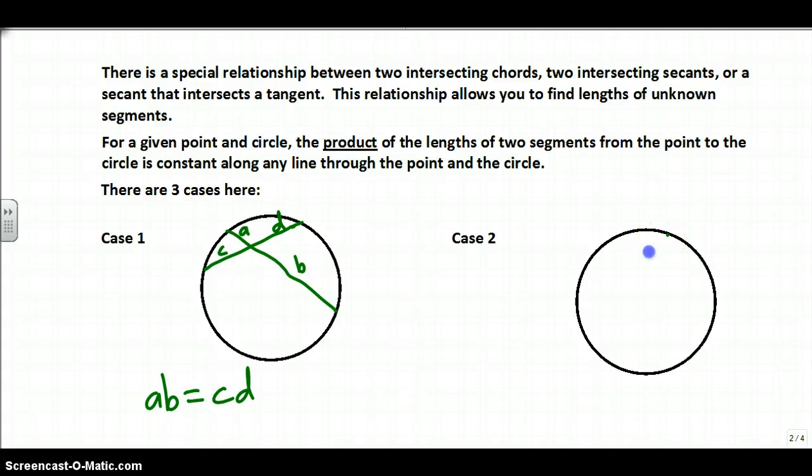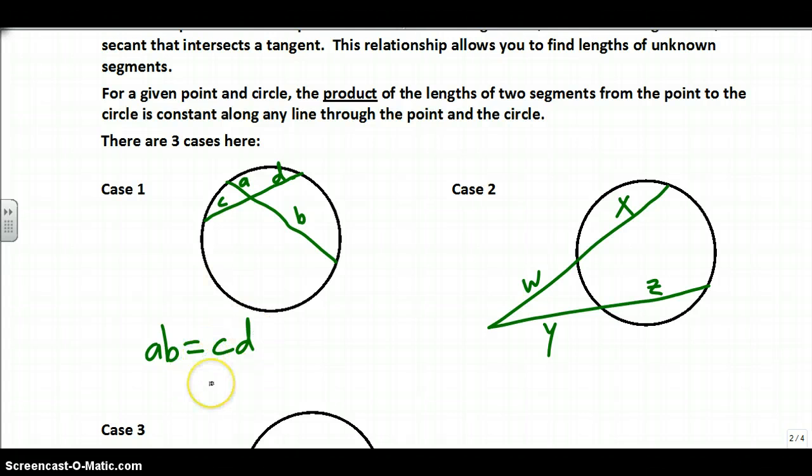Case 2 involves two secants. So I'll label these pieces: that's W, this is X, we'll label this as Y, and this will be Z. So X and Z are inside, W and Y are outside. Now, this isn't as simple as case 1. Case 1 is actually the easiest case.